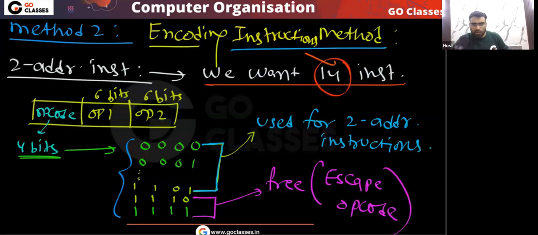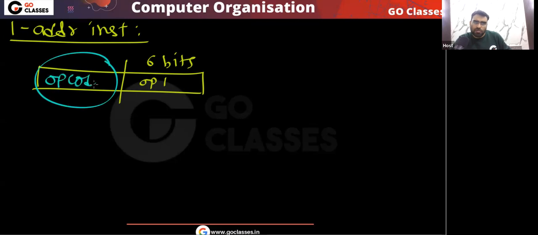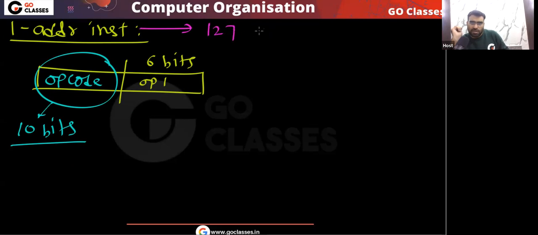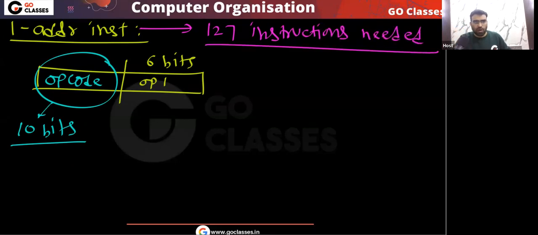Now you will go to 1 address instruction. In the 1 address instruction, what is the size of the opcode? This is the opcode, and the size of the opcode is 10 bits. Yes or no? And in total, how many 1 address instructions do I want? I want 127 instructions. So how to get these many instructions?